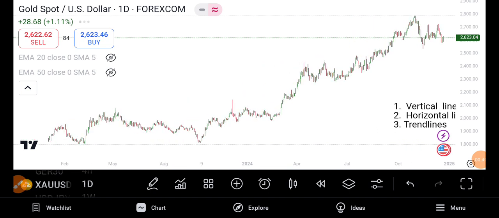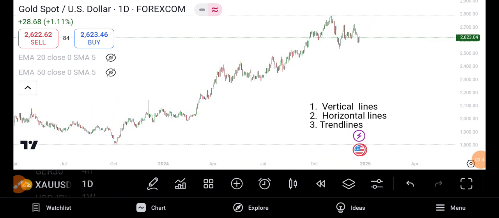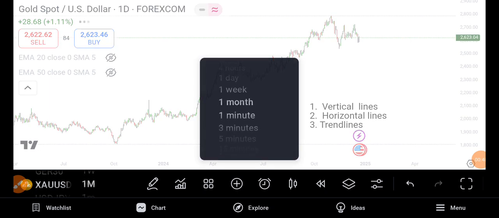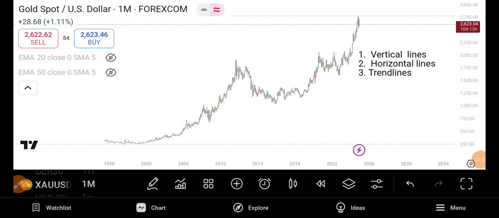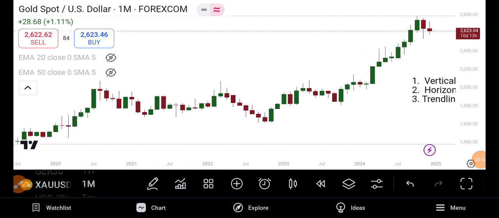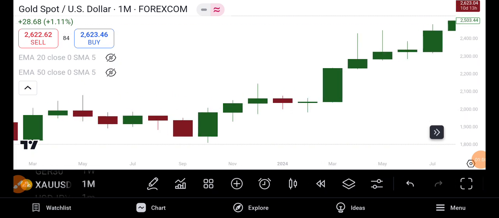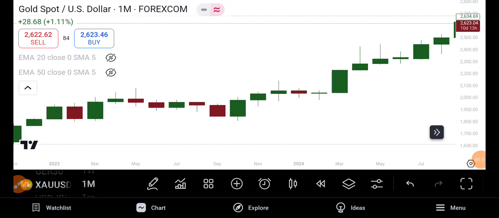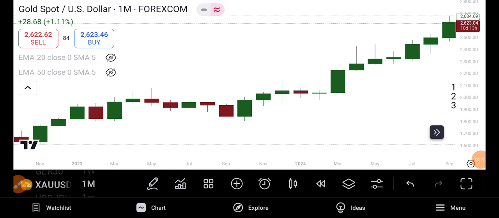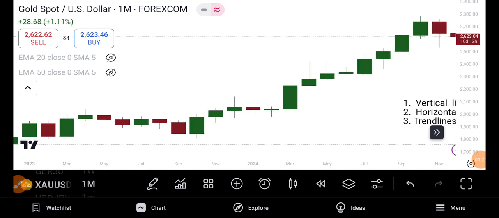With vertical lines, what we do is, for example, go to the monthly. We will go to the monthly and then we will go back a year. You can do this when you're back testing. You can go back a year, you can go back 2 years, you can go back and mark vertically every month, every week, every day, depending on what you're doing when you're back testing. So you will then go back a year.